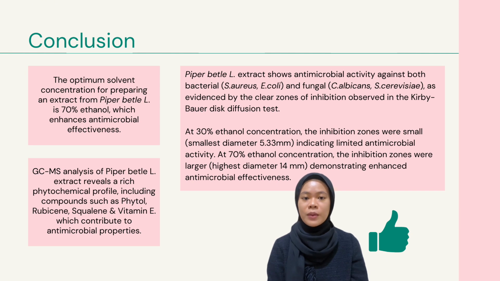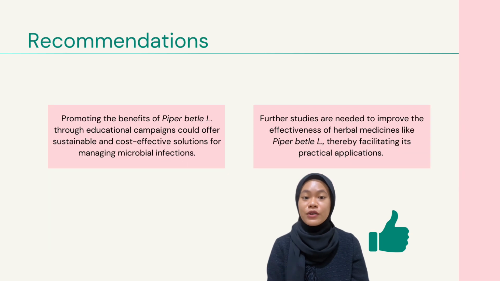GCMS analysis of Piper betel extract revealed a rich phytochemical profile, including compounds such as phytol, rubicin, squalene, and vitamin A, which contribute to antimicrobial properties. My recommendation for this study is to promote the benefits of Piper betel through educational campaigns, which could offer a sustainable and cost-effective solution for managing microbial infection. And further studies are needed to improve the effectiveness of herbal medicine like Piper betel, thereby facilitating its practical application.